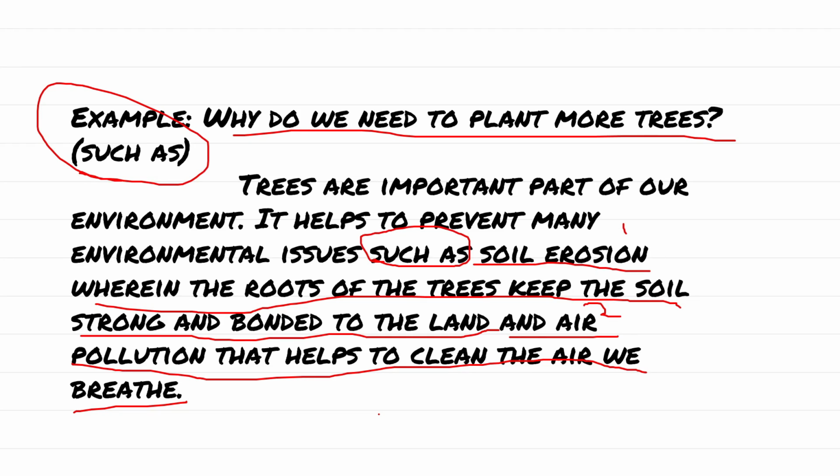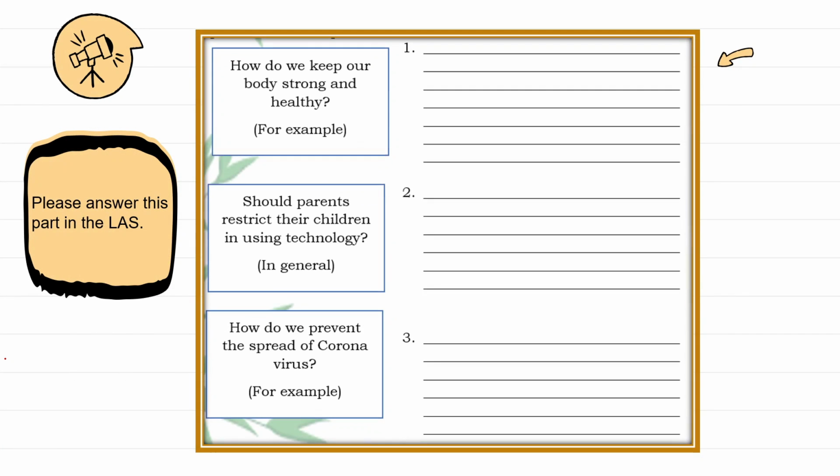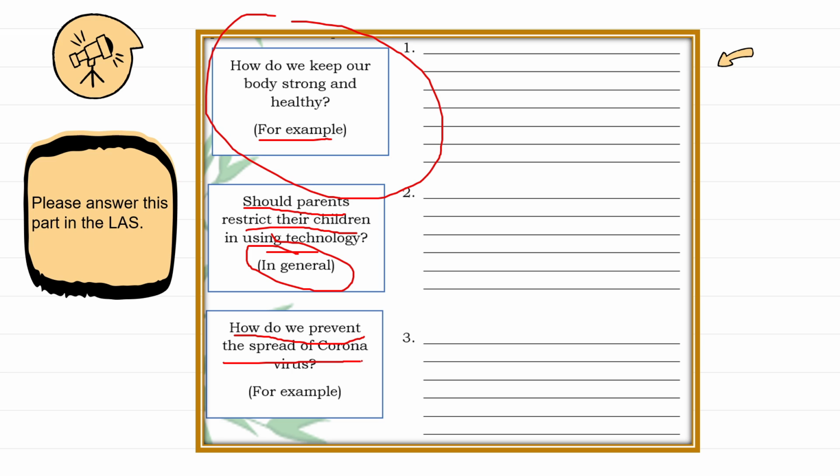And here are the words and the topic that you will be writing about. Okay, please answer this part in the learning activity sheet. Number 1, how do we keep our body strong and healthy? Use the words for example. Next, number 2, should parents restrict their children in using technology? Use the words in general. And number 3, how do we prevent the spread of coronavirus? Use the words for example. Alright, go. You can do that.